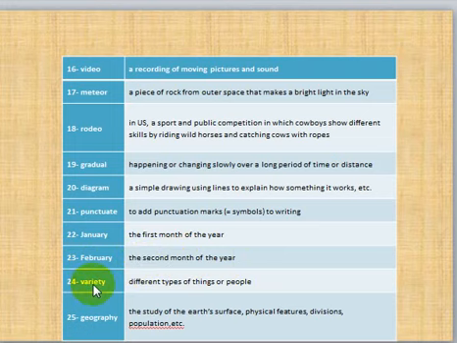24, variety: different types of things or people. In class 4B we have a variety of nationalities, different types of nationalities, like Egyptians, Syrians, and so on. 25, geography: the study of the Earth's surface, physical features, and also population. Okay.